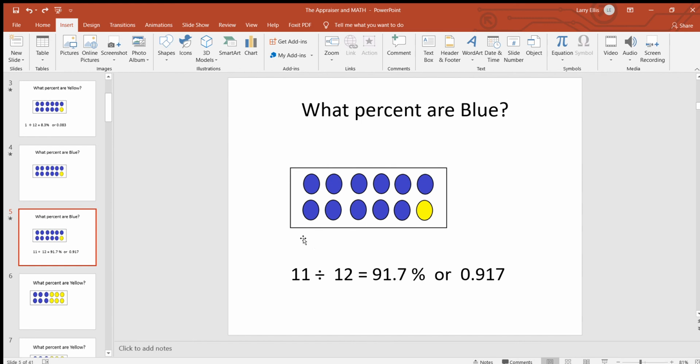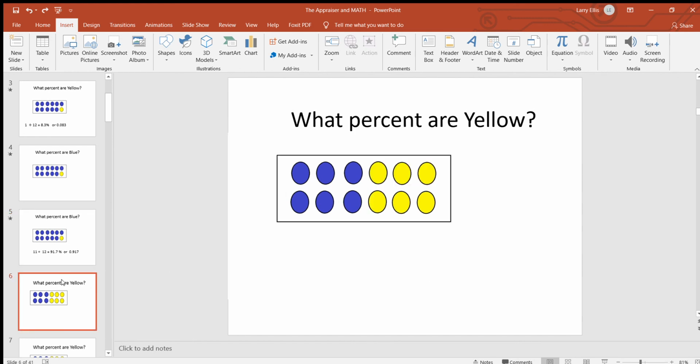All right, I hope that helps. One more. Let's do the blue and yellow before our time runs out. Got to limit these to less than 10 minutes.